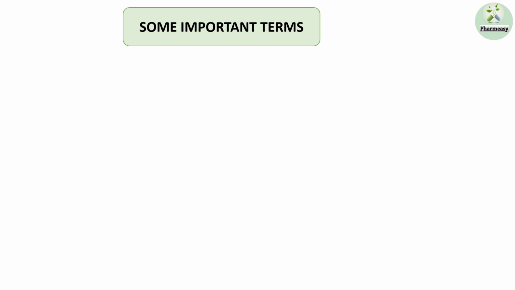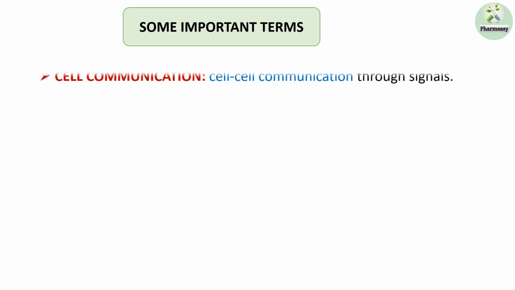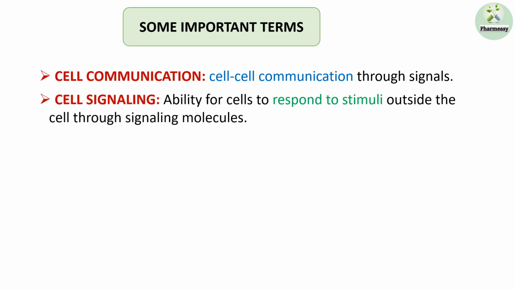Human cell communication is a complex and highly regulated process that involves a variety of signaling molecules, receptors, and intracellular signaling pathways. So, the first one is cell communication. It is defined as the communication between two or more cells via signals. Cell signaling is the ability for cells to respond to stimuli outside the cell through signaling molecules.